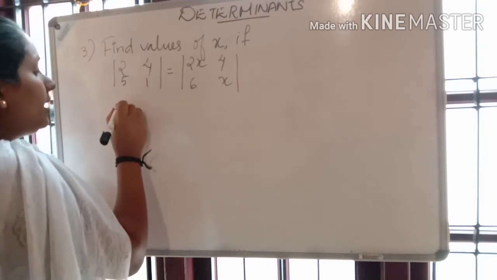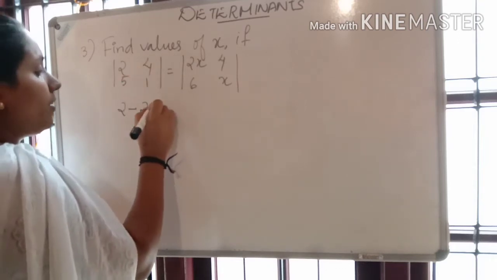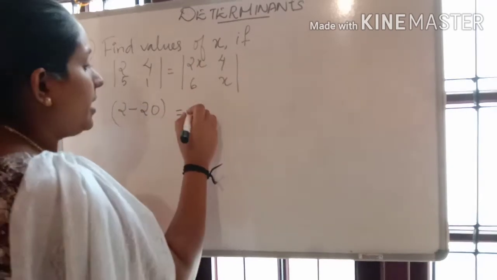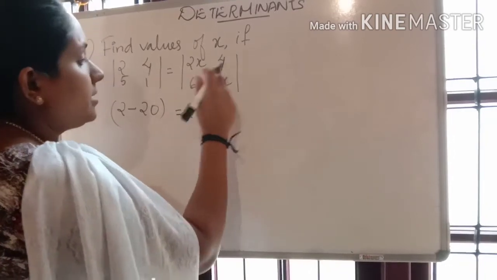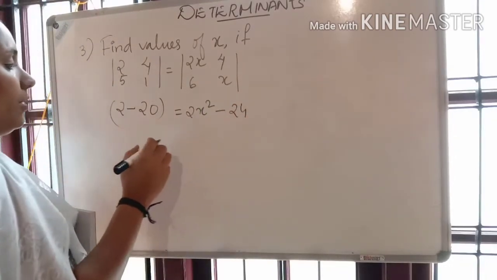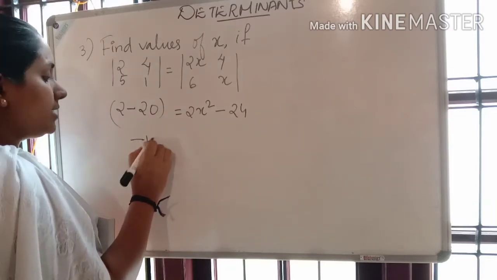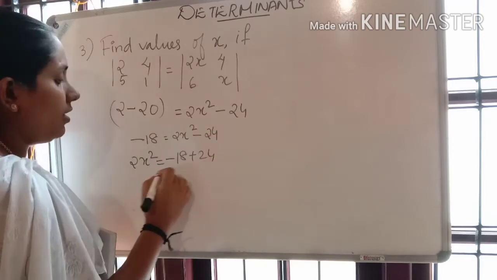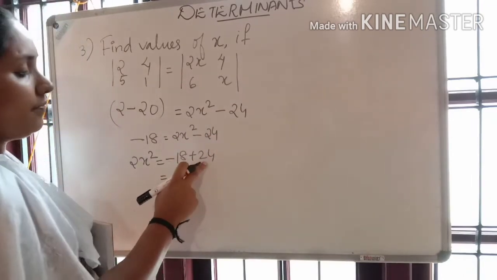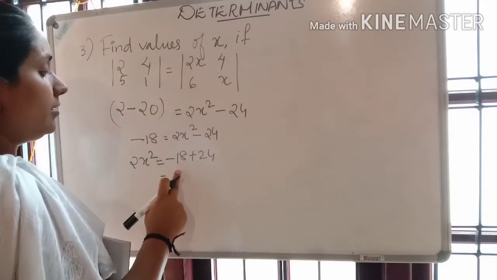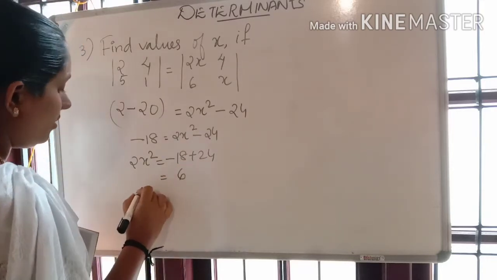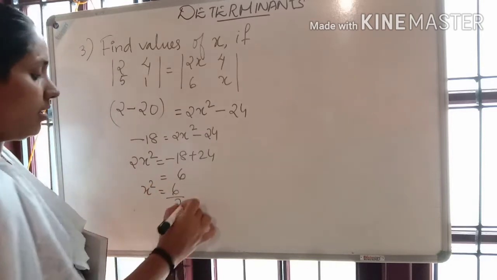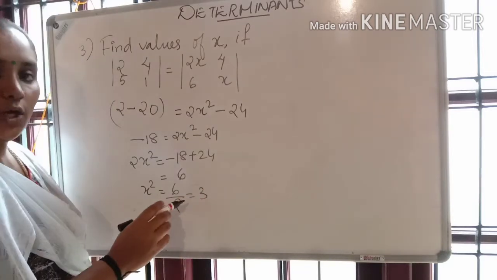Okay, 2 into 1, that is 2, minus 5 into 4, that is 20, equal to here 2x into x, that is 2x square, minus 6 into 4, that is 24. Okay, here we'll get the answer as minus 18 equal to 2x square minus 24. This can be written as 24 minus 18, that is 6. Okay, so x square equal to 3 will be from here.